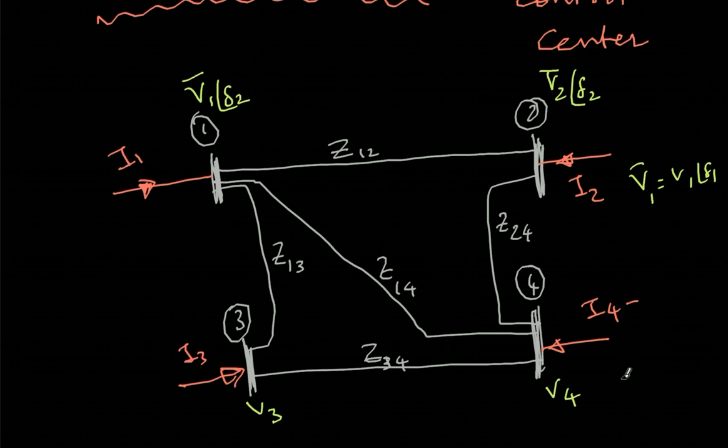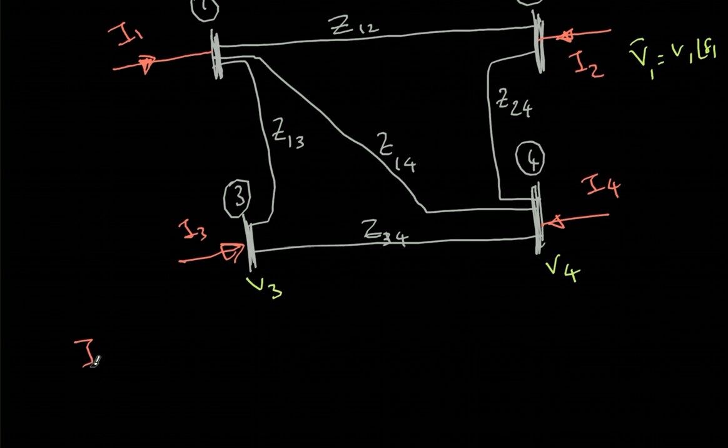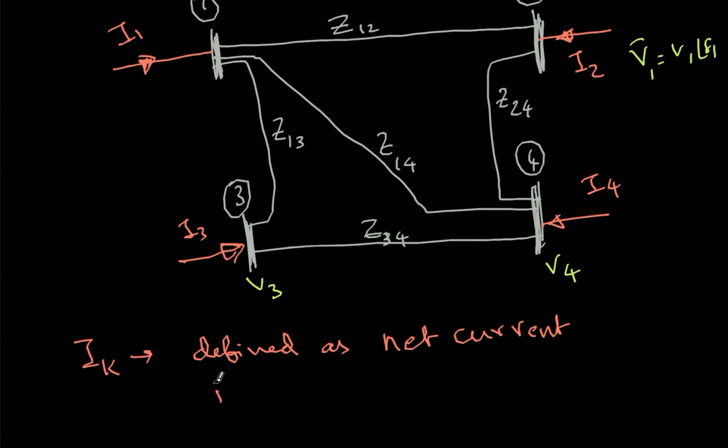Okay, so in general, what is the definition of Ik? Ik is defined as the net current injected at bus k from outside the network.